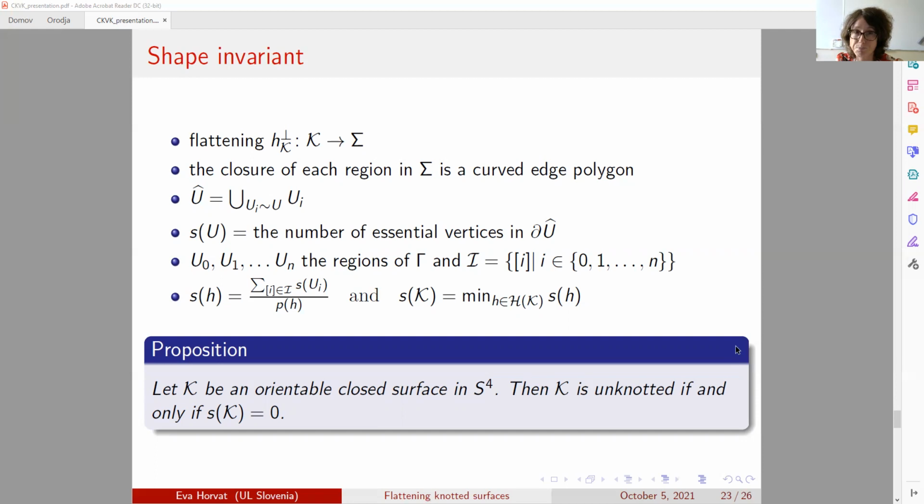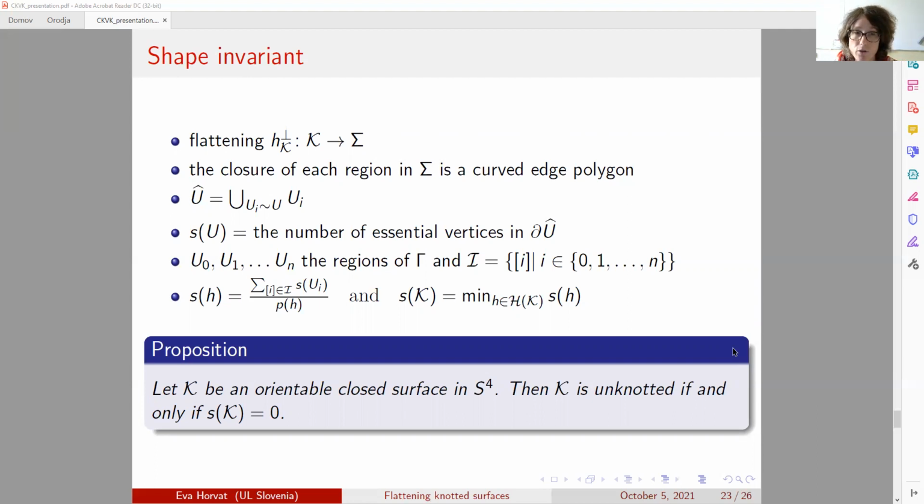And we denote by U hat the union of all regions equivalent to U. Then a suitable number to consider or to investigate is the number of essential vertices in the boundary of this U hat. This would take into account the geometry of the situation.